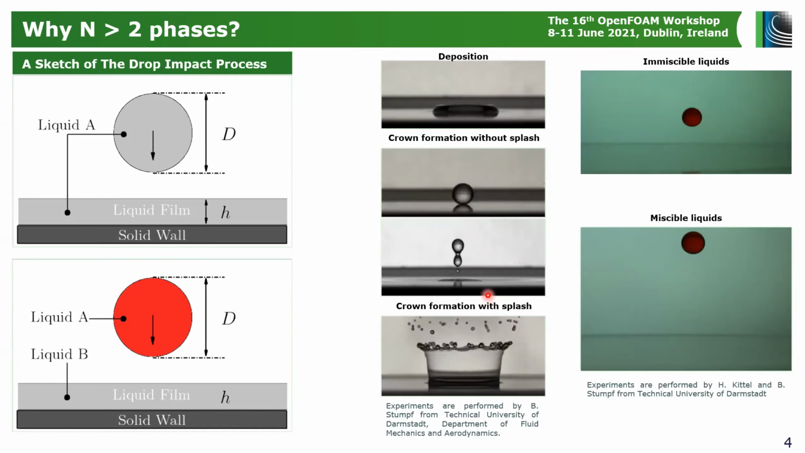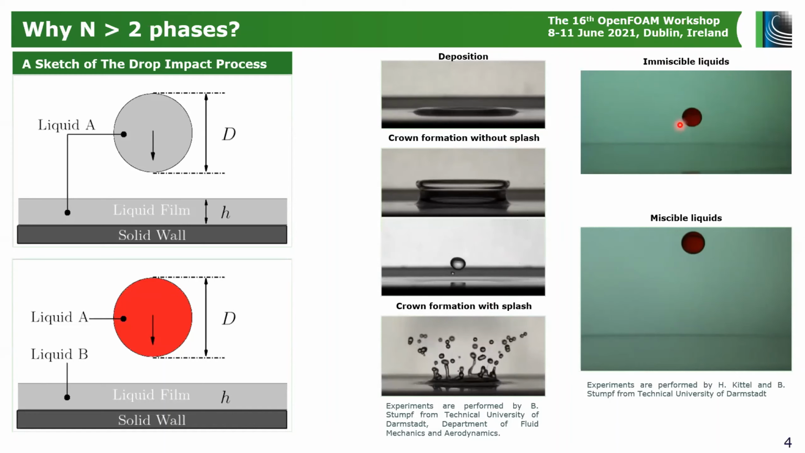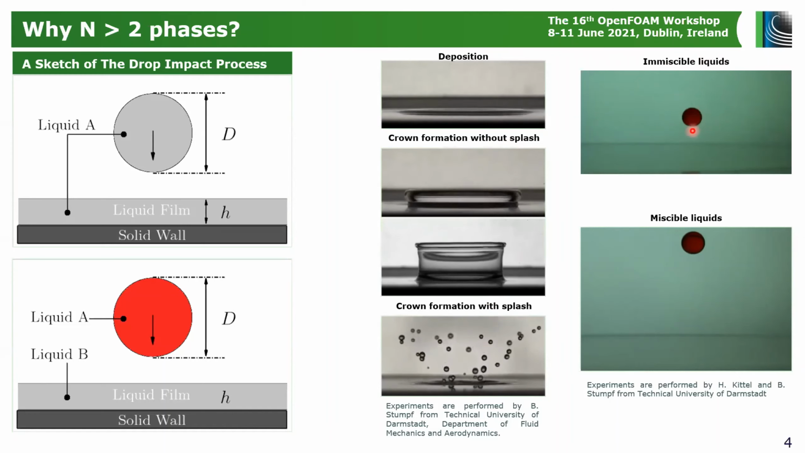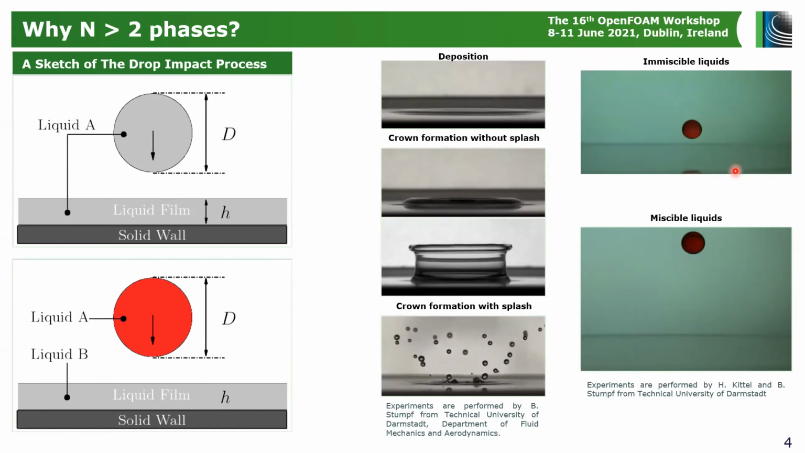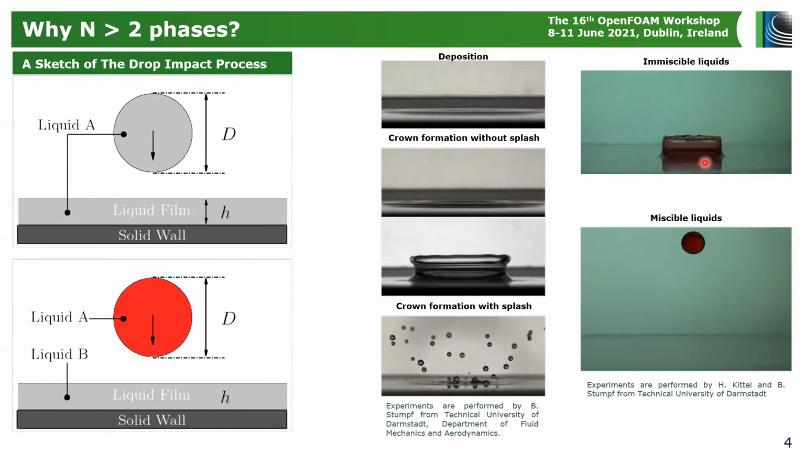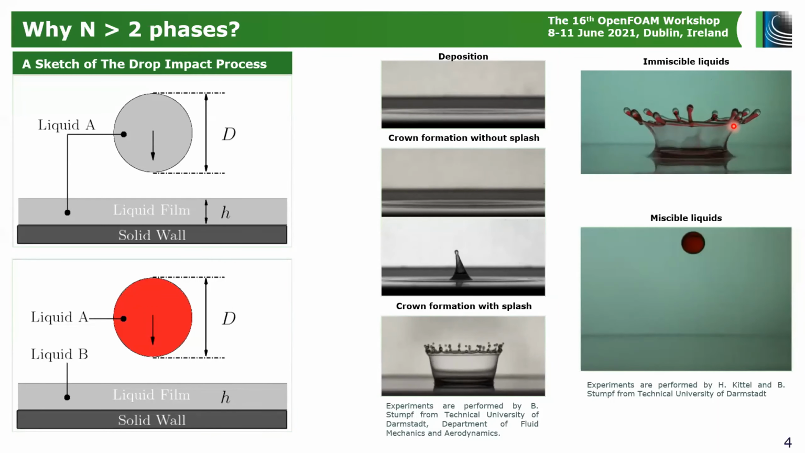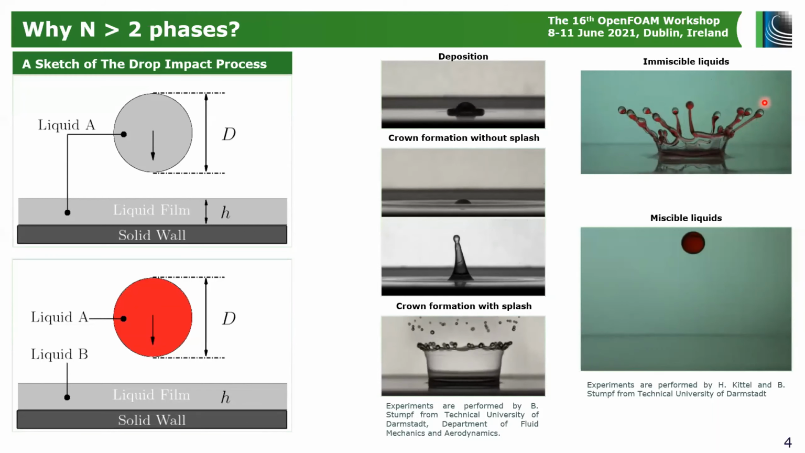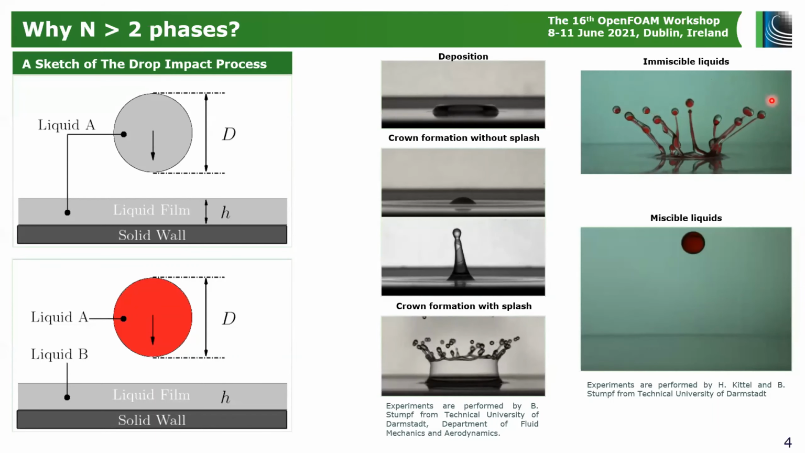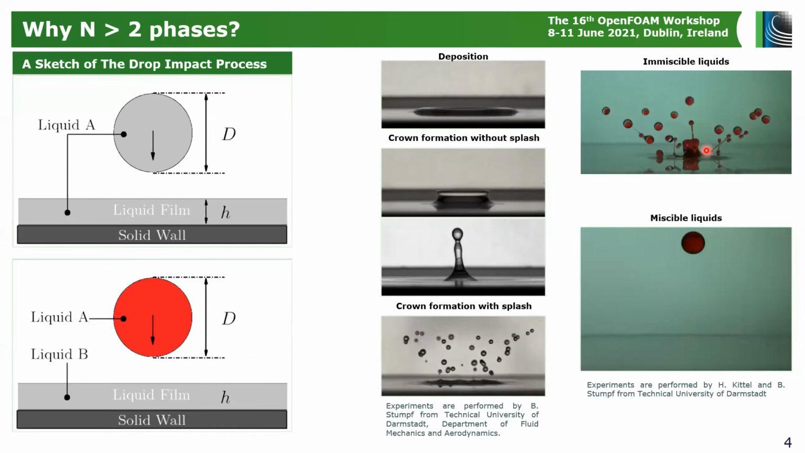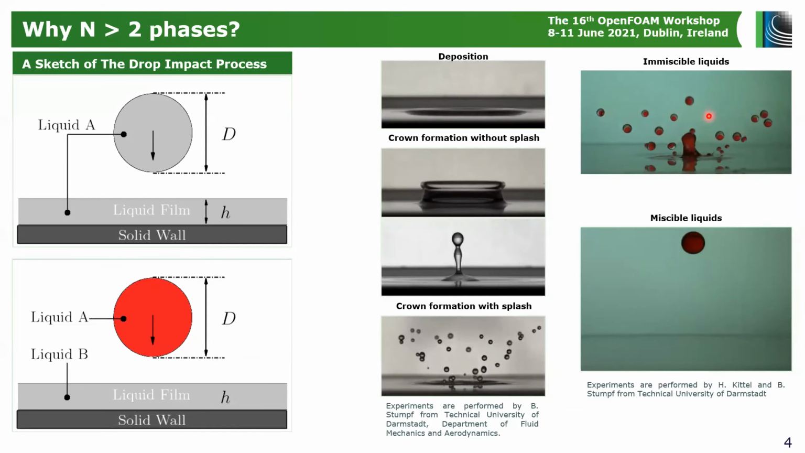Now, to make the process more complicated, let's see immiscible liquids. So we have dyed water with red color impacting an oil. So these are immiscible, and we can see this morphology. We have instability at the rim, which generates ligaments, and the ligaments contain both the oil and the water droplets simultaneously in the secondary droplets. We have a mushroom-like structure, jets.